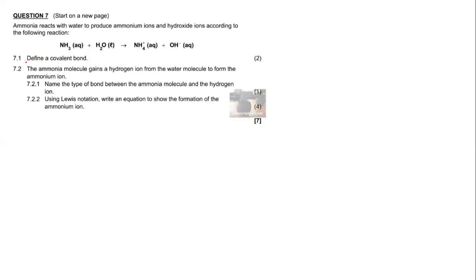So now, 7.1 says to us, define a covalent bond. Now, how do we define a covalent bond? We have 3 types of bonds that we have learned: the covalent bond, ionic bond, and the metallic bond. A covalent bond is a type of bond that exists between 2 non-metals. So between 2 non-metals, we are talking about the covalent bond. And the bond between those 2 non-metals, they will be sharing the electrons, okay? So how do we define it? We say it is the sharing of the electrons.